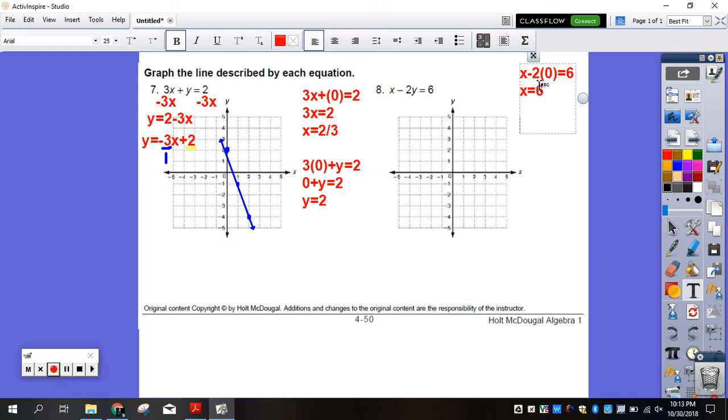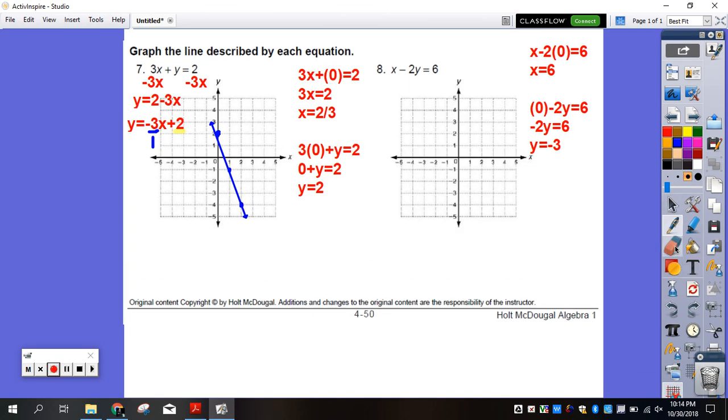To find my y-intercept, I substitute 0 in for x. It would look like this. And then this would be 0 minus 2y, which is just negative 2y. And then I'd finish by dividing both sides by negative 2. So y would equal negative 3.